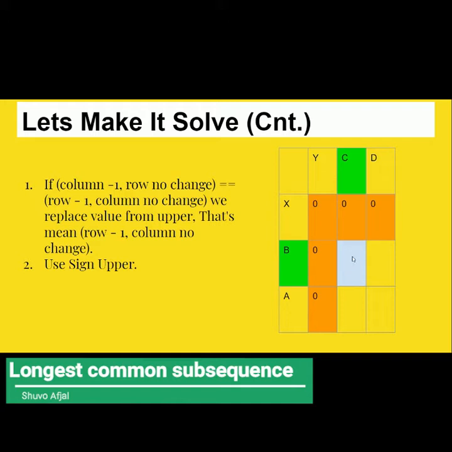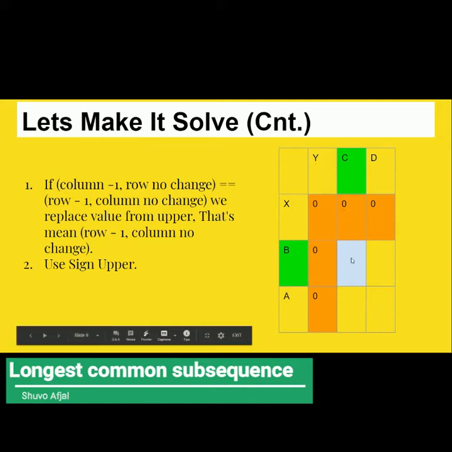We're gonna calculate this value. Here we insert some value. So how can we calculate it? If column -1 and row no change equal to row -1 column no change, we replace the value from upper. That means column -1, row no change. This is our column. We're gonna calculate it.